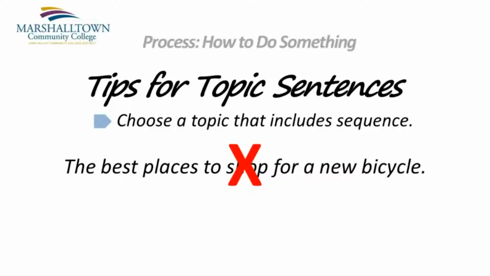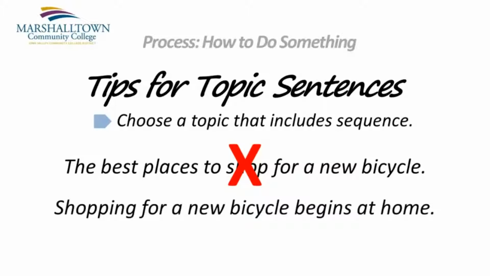That's not really the purpose of my paragraph, so I'm going to rewrite this topic sentence to show readers that I'll be explaining step by step how to do something. Shopping for a new bicycle begins at home. The important difference here is the word begins, which is just enough to let the reader know that I'm talking about a process or a sequence of events.